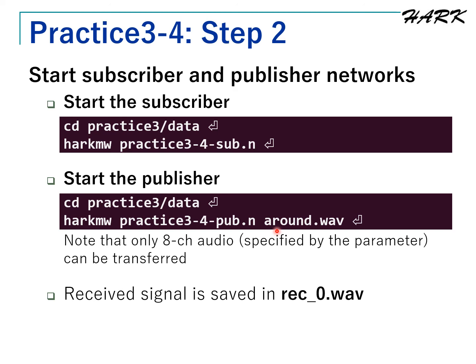Note that the current version of this network supports only 8-channel audio signals. Actually, this 8-channel is specified by the parameter in this network file, and can be transferred. And this subscriber network outputs the received audio signal. It is saved in rec_0.wav, this file.